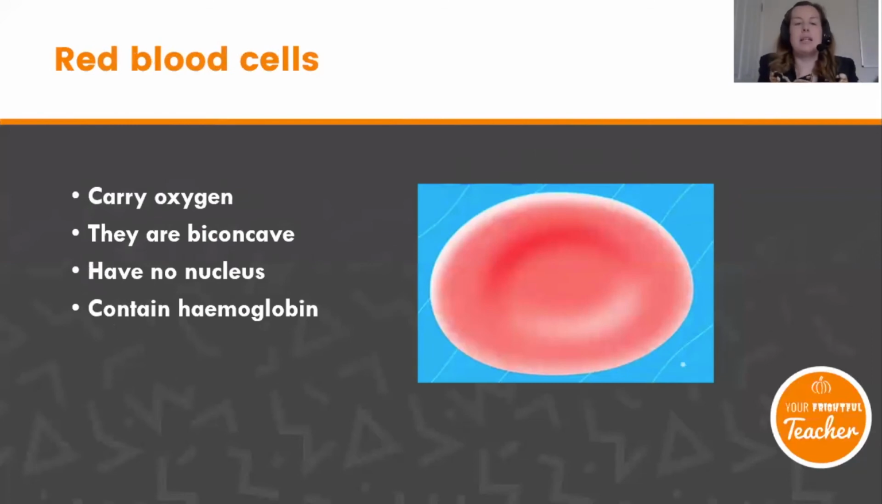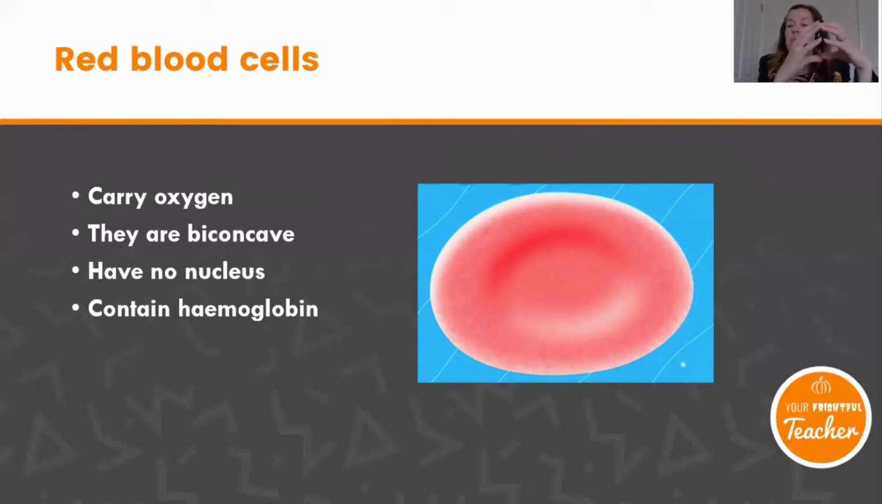Next bit, the next most common part of your blood, and probably the bit that you've all heard of, are red blood cells. So the job of a red blood cell is to carry oxygen. And to do that, again, they have some special features. So they're called biconcave. So you can sort of see this in the picture. So normally think of a cell as a sphere. Now, actually, cells are lots of different shapes depending on their jobs. And red blood cells, as I say, are biconcave.